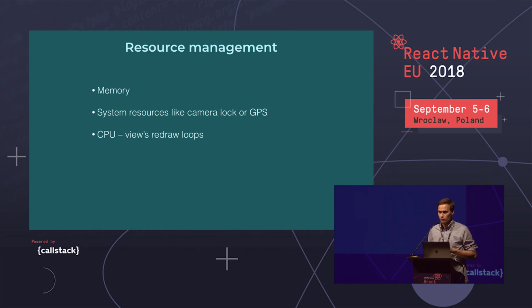For example, we have an image view, and the image view displays a JPEG, so it stores a JPEG in memory, but it also needs to render it, so it needs to decode it. So it actually stores two copies: the encoded image and the decoded image. Those are all kept in memory, but when it's unmounted, we could potentially release the memory where we store the decoded image. There are also some system resources like the camera sessions or location notifications.